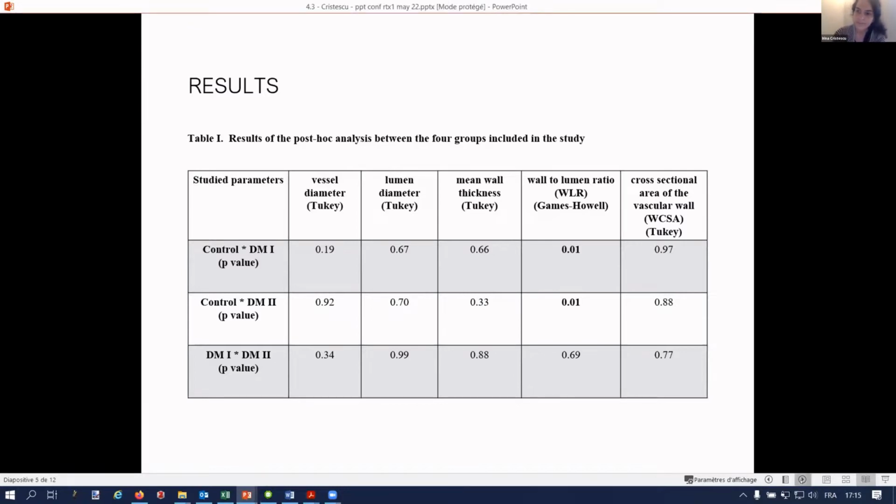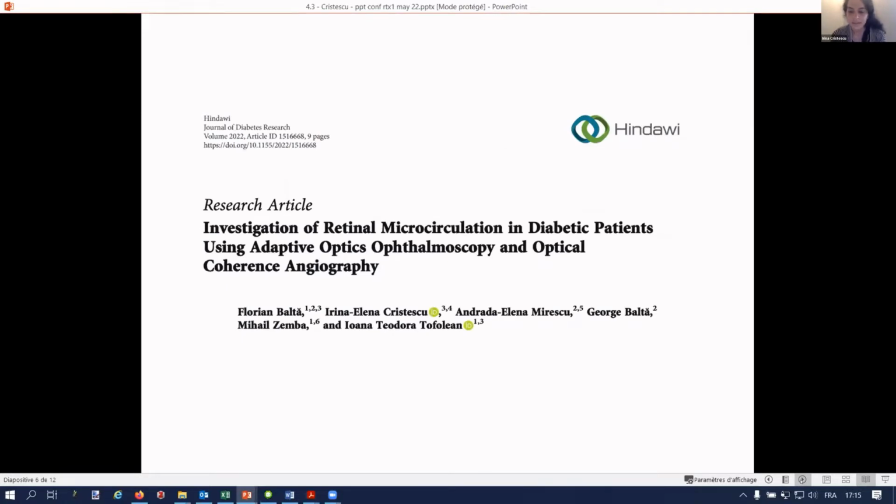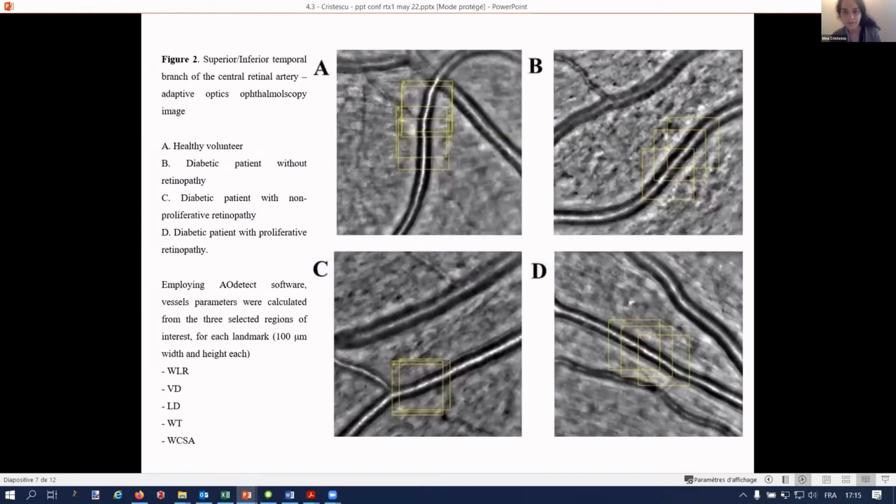In the second study, approximately 75 subjects have been included, and we had controls, diabetic patients without diabetic retinopathy, with non-proliferative diabetic retinopathy, and with proliferative diabetic retinopathy. Significant differences have been observed for wall-to-lumen ratio values only between the control and the group with no diabetic retinopathy changes, and between the control and the proliferative diabetic retinopathy group.